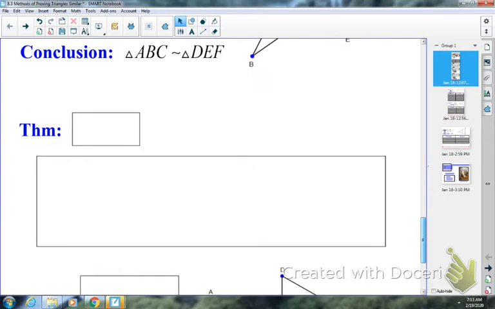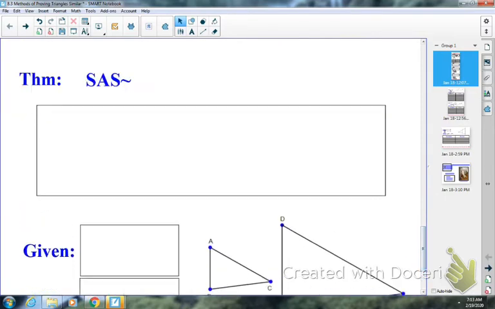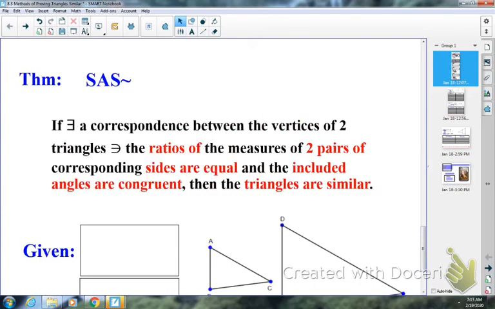Okay. And then the last one we have is side, angle, side similarity. So this one you have two pairs of corresponding sides being in the same ratio, as well as the included angles being congruent. So again, if there exists a correspondence between the vertices of two triangles such that the ratio of the measures of two pairs of corresponding sides are equal, and the included angles are congruent, then the triangles are similar.